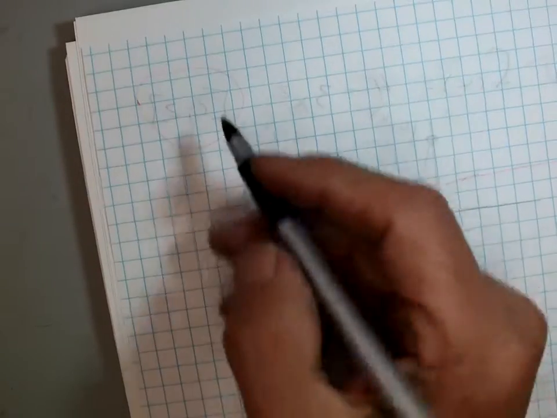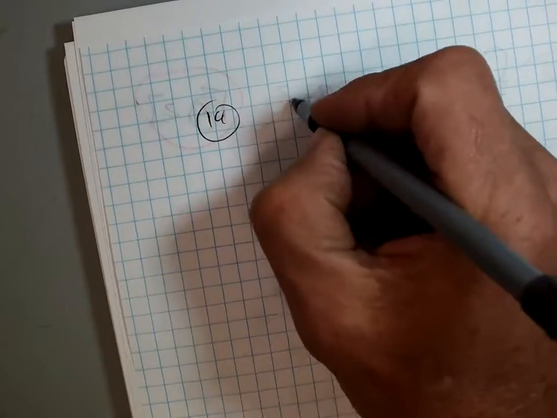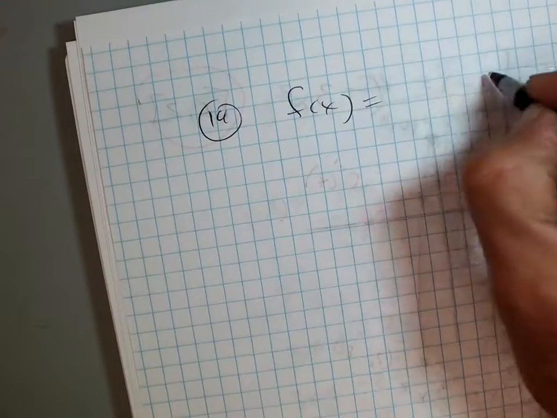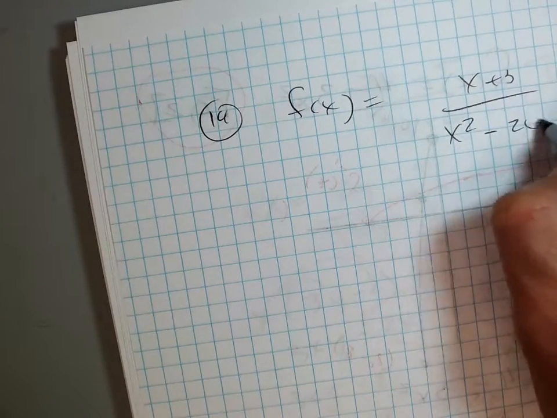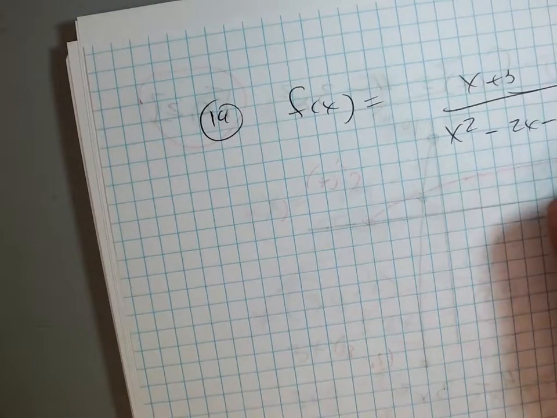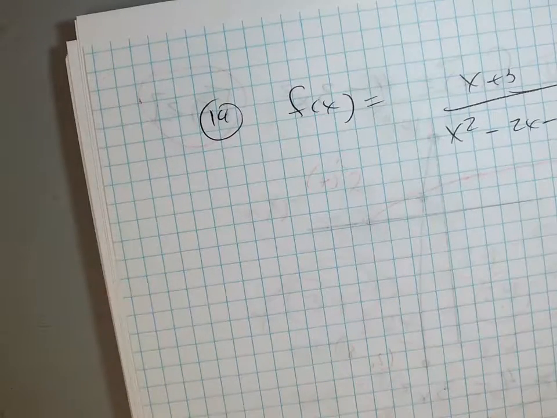For part 2. So here's part 2. We're going to graph f of x equals x plus 3 over x squared minus 2x minus 15. This is going to be one of those graphs with asymptotes. Remember we talked about that? It's going to be one of those weird graphs that has asymptotes.